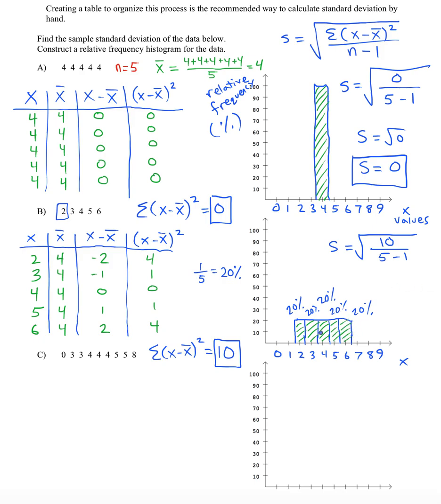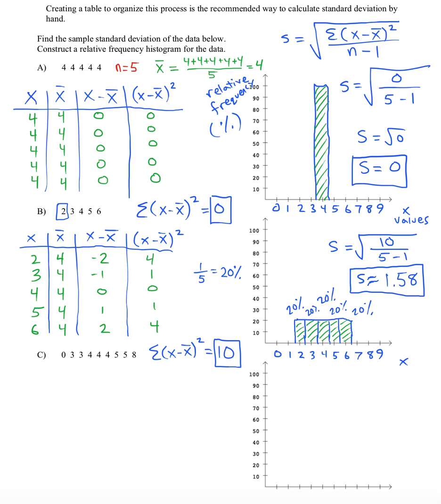Let's calculate our standard deviation. Does it look like there's a standard deviation here that's non-zero? I hope so. Yeah, the data is spread out. So let's calculate it. Okay, I get 1.58. Which is a larger standard deviation than the above.